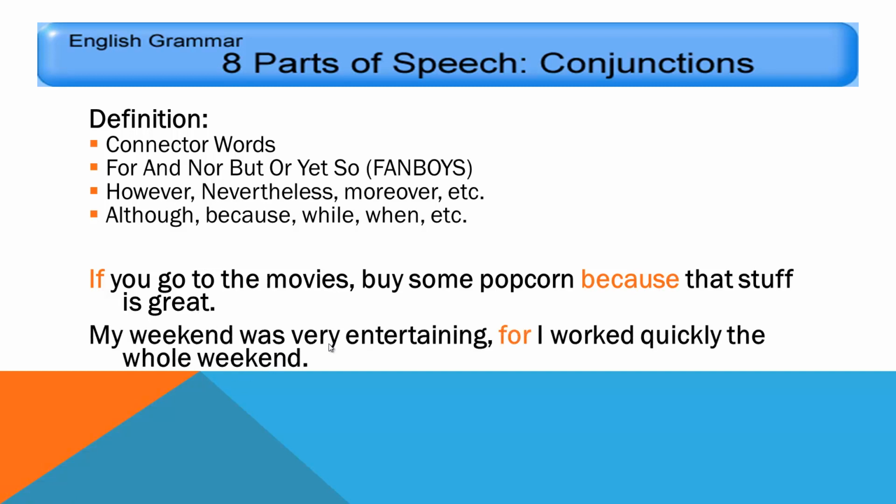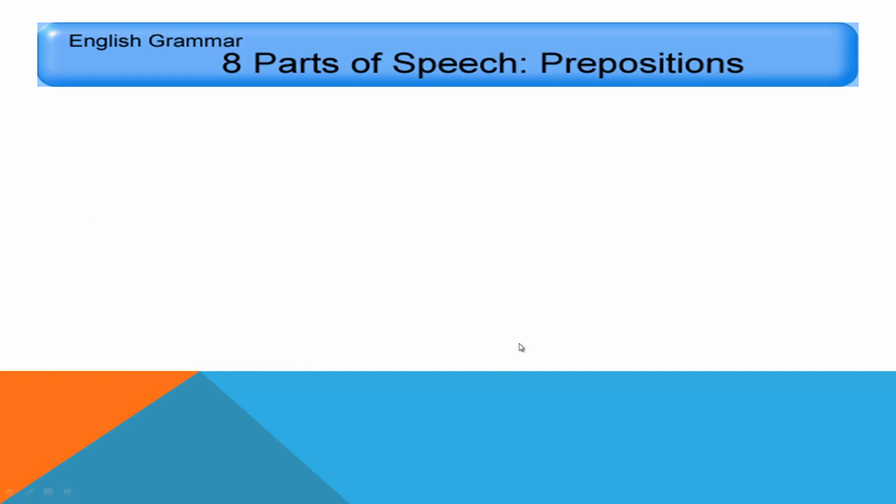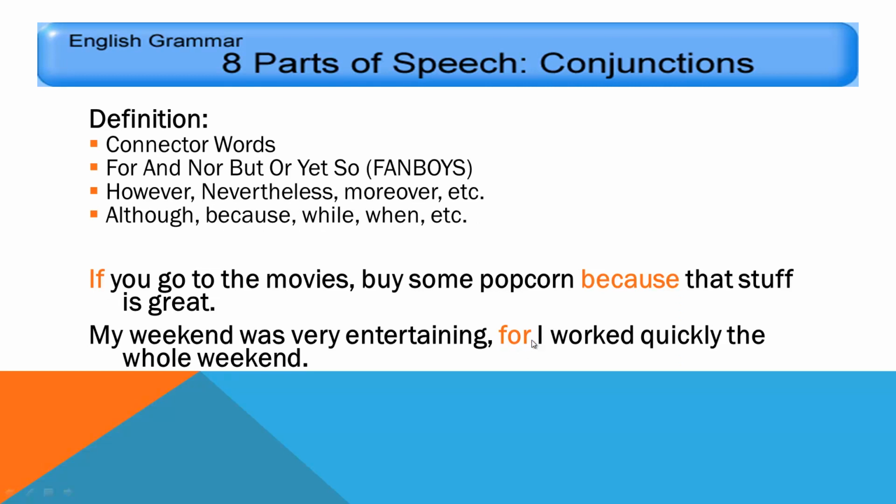My weekend was very entertaining, for I worked quickly the whole weekend. Again, you'll notice that I have 2 complete sentences. My weekend was very entertaining. I worked quickly the whole weekend. And as I just said, you can use a comma and a coordinating conjunction, a word like for, to connect these two things together. You'll notice that the word for here really means because. So that's how it's being used here.